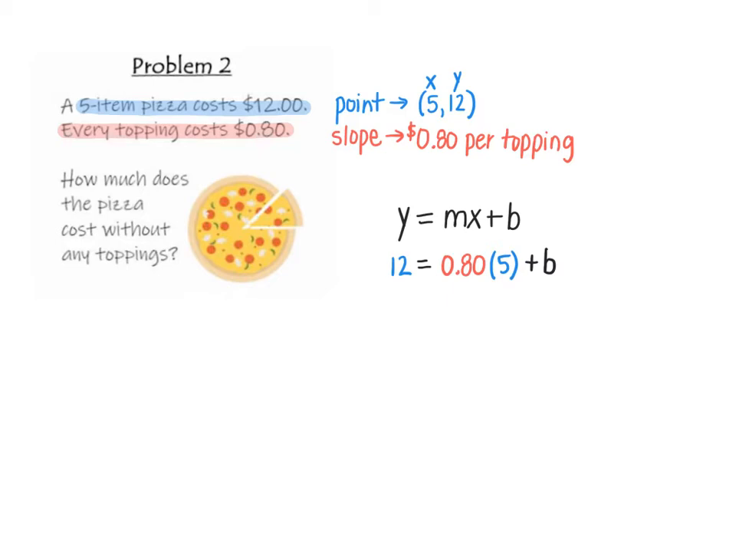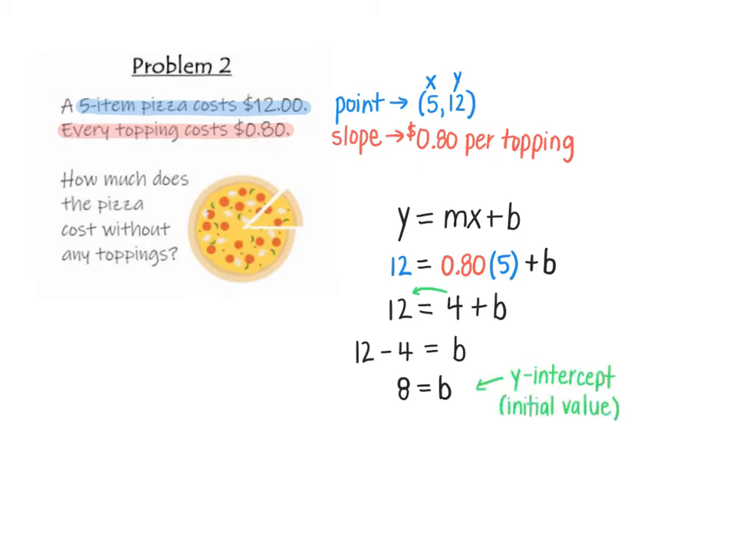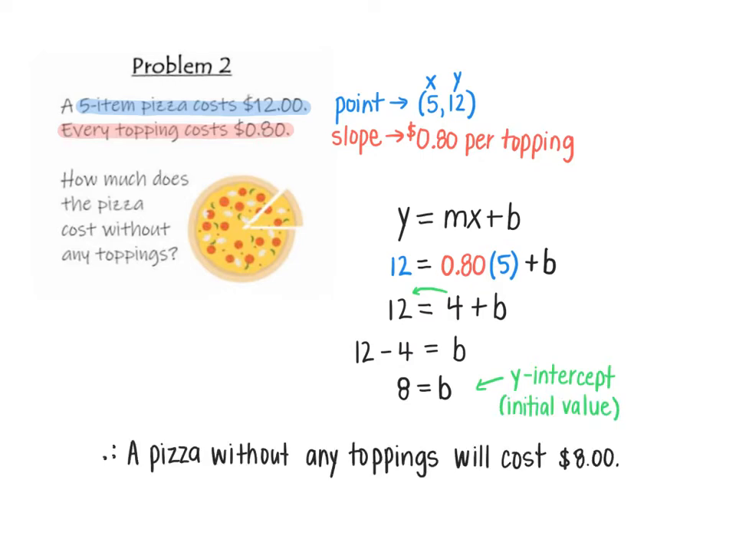We can simplify by multiplying the 80 cents by 5 to get $4, and then we can move this $4 to the other side of the equal sign so that we have 12 take away 4 equals b. This will leave us with 8 equals b. Since b represents the y-intercept, or the initial value, we know that a pizza without any toppings will cost $8.